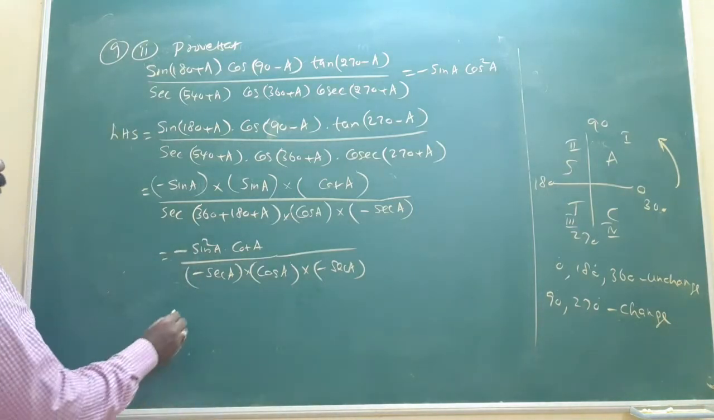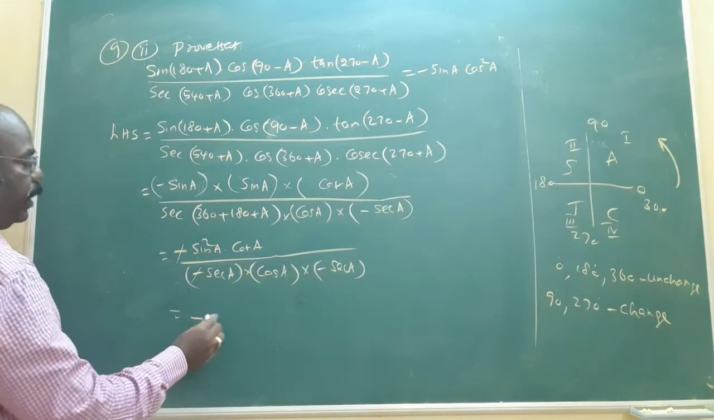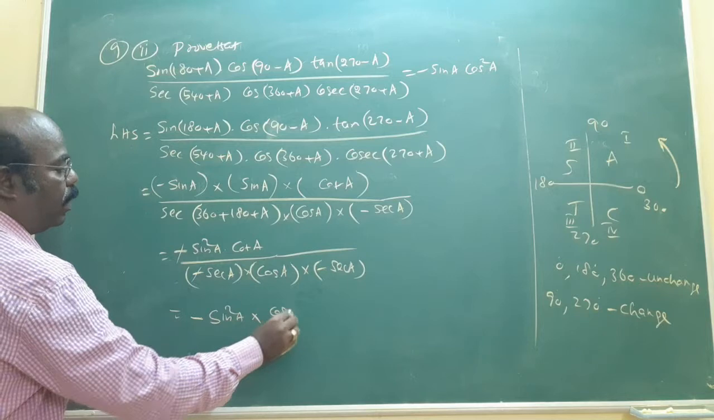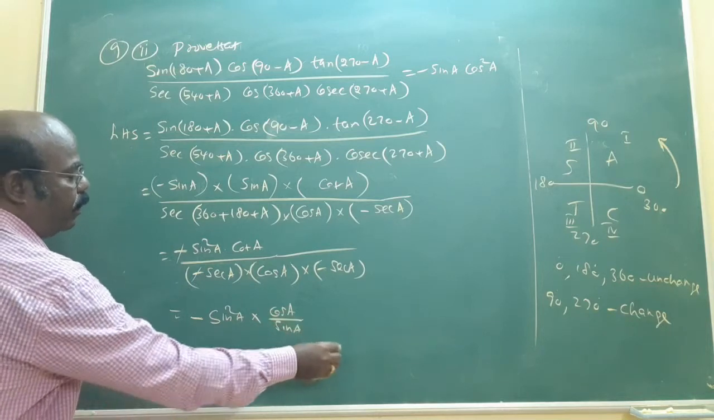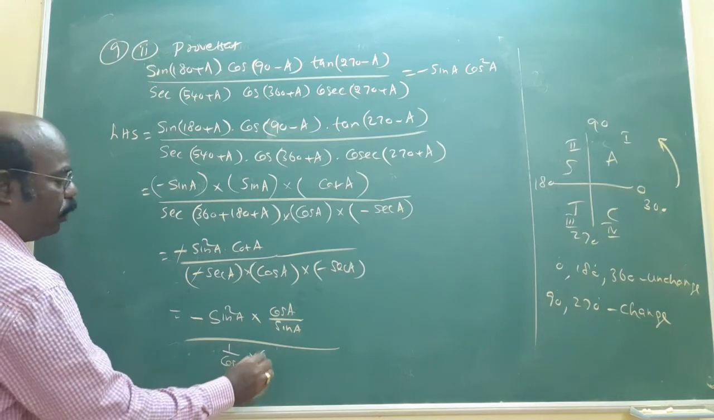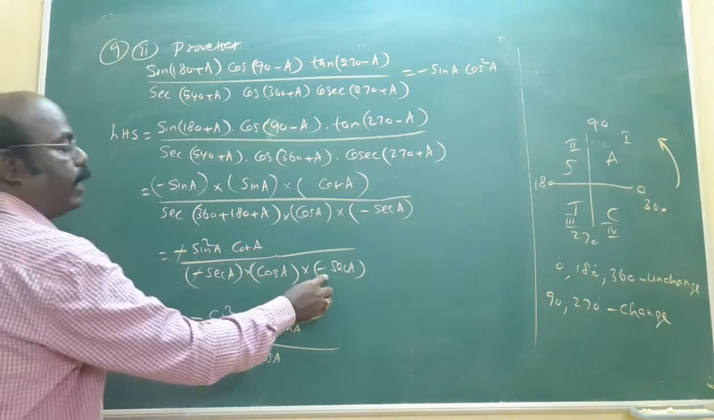Now simplify, that is the answer. The minus cancel, no? Am I right? One minus is there, that's minus sin squared A. The cot is what? Cos A by sin A. Divided by secant, which is what? 1 by cos. Again 1 by cos. The minus is already written here.